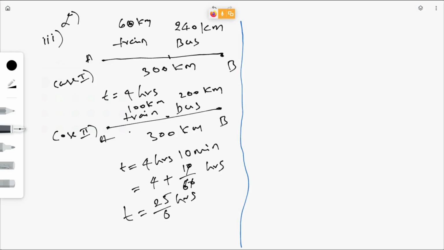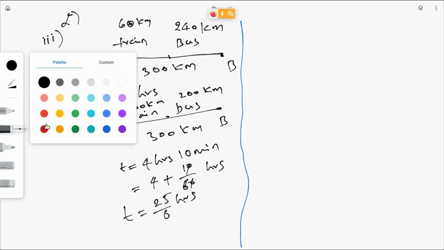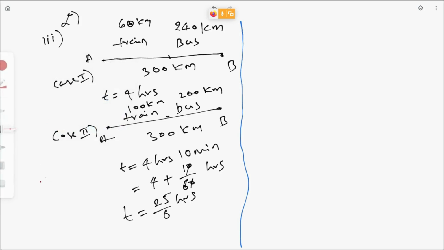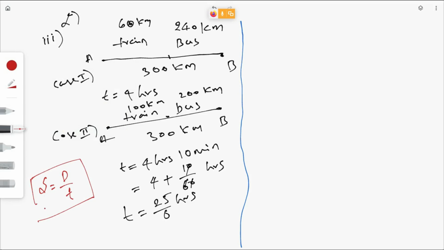So these are the two given cases. How can I make equations from these two cases? The formula we need to use here is speed is equal to distance by time. If you know this, we can solve this easily. But how can I use this formula for the solution?